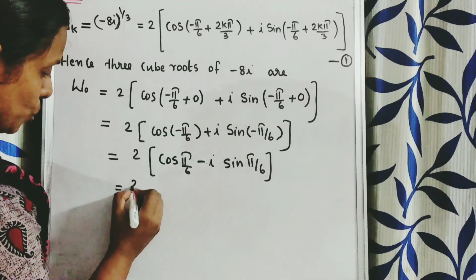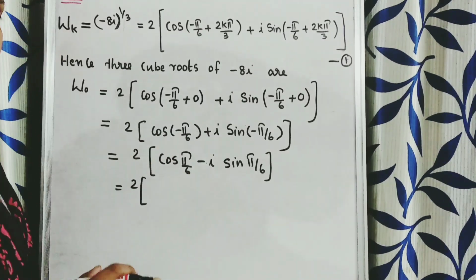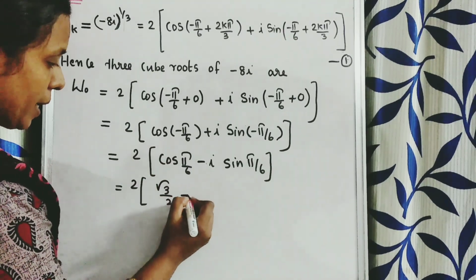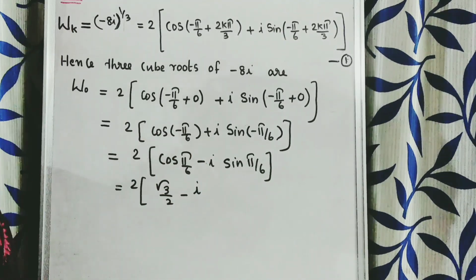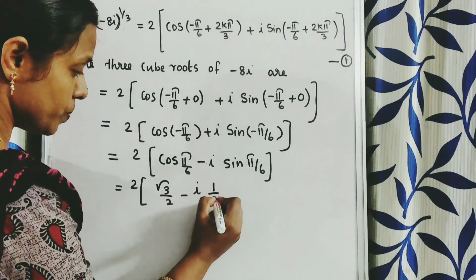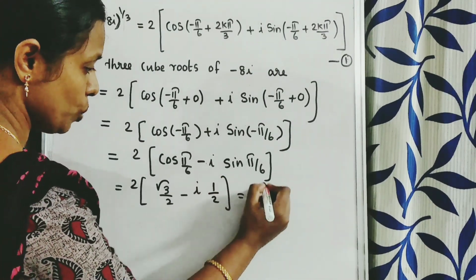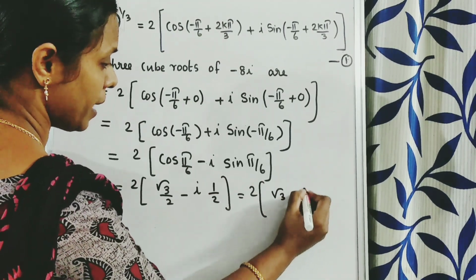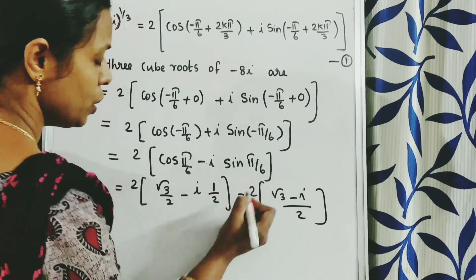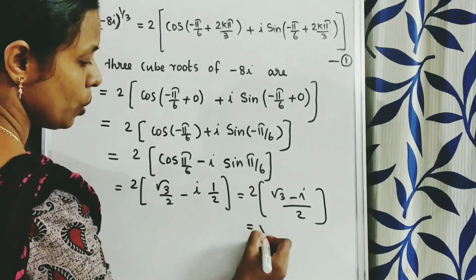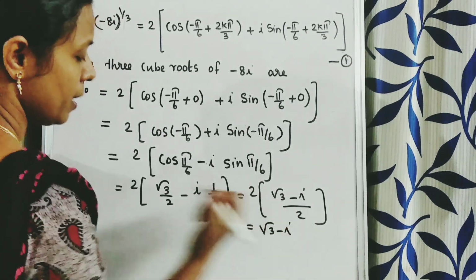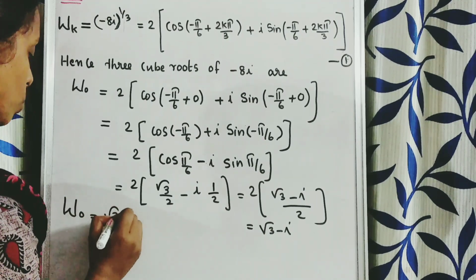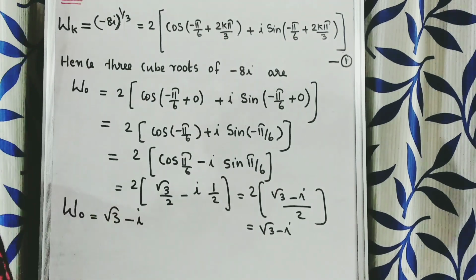That is equal to 2 into, we know that cos pi by 6 is root 3 by 2, root 3 by 2 minus i into sine pi by 6, which is 1 by 2. We can write it as 2 into root 3 minus i divided by 2. The 2 gets cancelled. We get root 3 minus i. That is, we get omega 0 is equal to root 3 minus i.